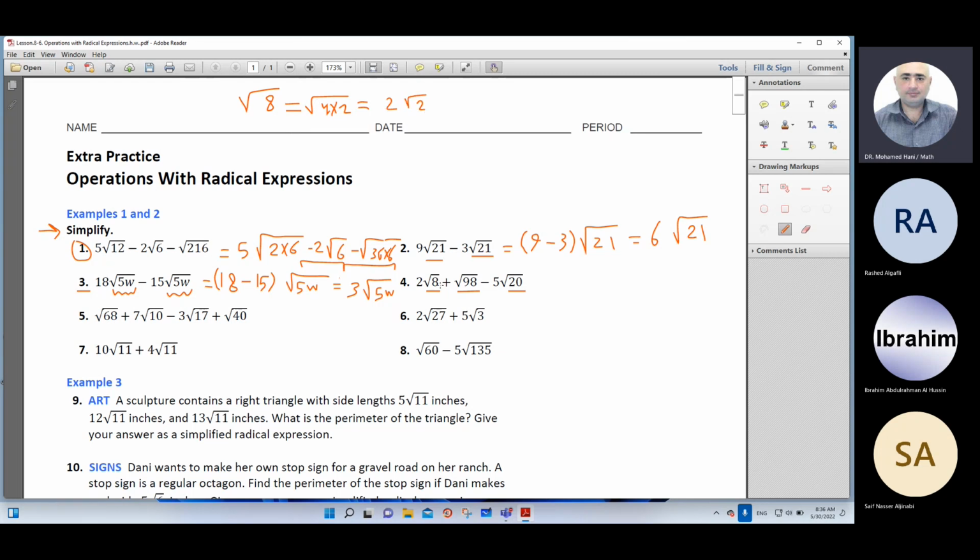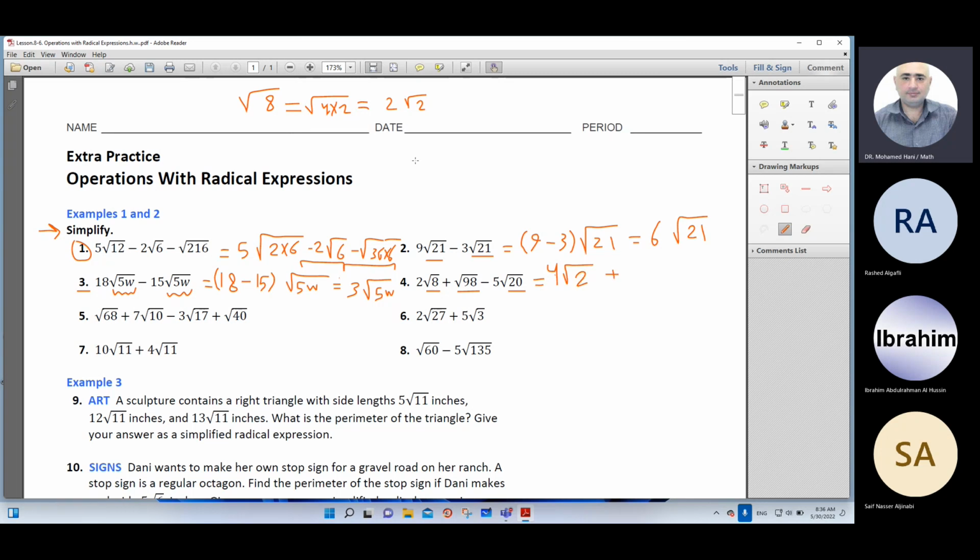So we can write here 2, and here you have 2, means 2 times 2 will be 4 square root of 2.